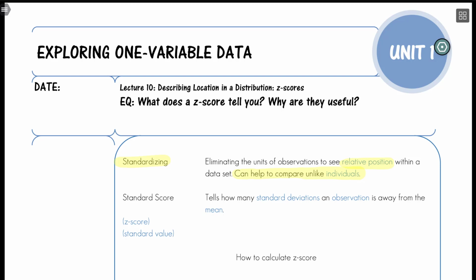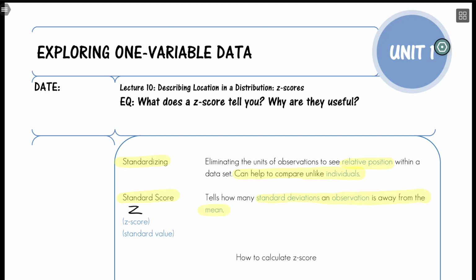And what standardizing does is it gives us the standard score. The standard score tells us how many standard deviations an observation is away from the mean. That's what the standard score is. And the notation we use for the standard score is this fun guy, Z. This is one of my favorite things in statistics.